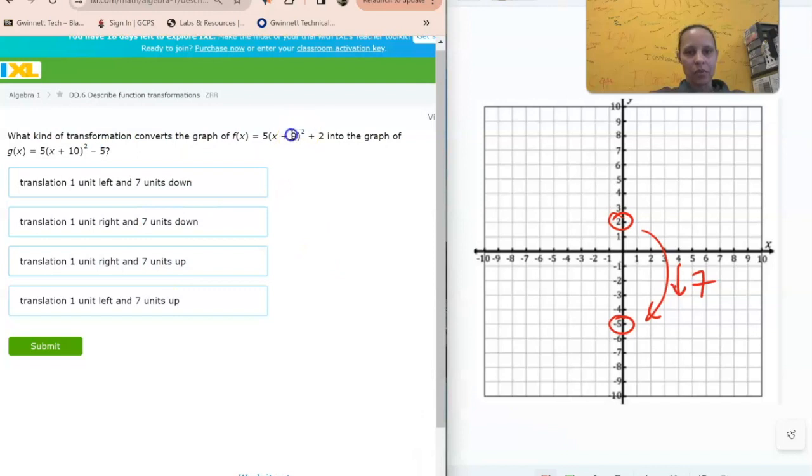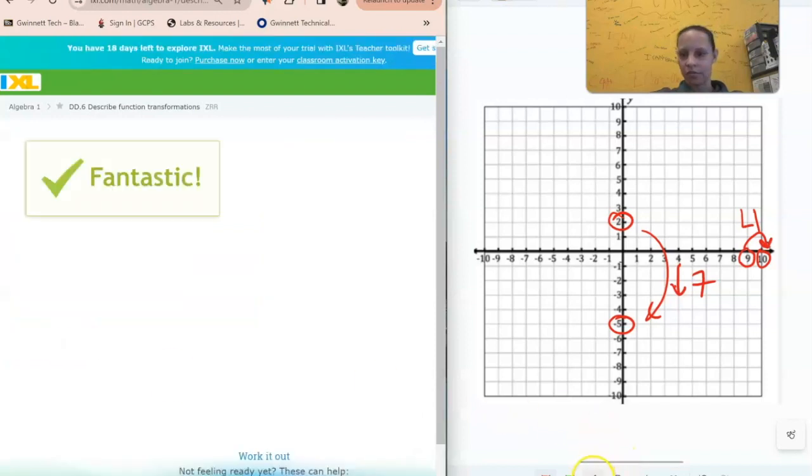On the inside, I went from 9, so this is x and opposite, 9 to 10. So I start off at 9, and I go to 10. Again, this is x and opposite. I think go right, but that's really left. And how many spaces? 1. So I'm looking for left 1, down 7.